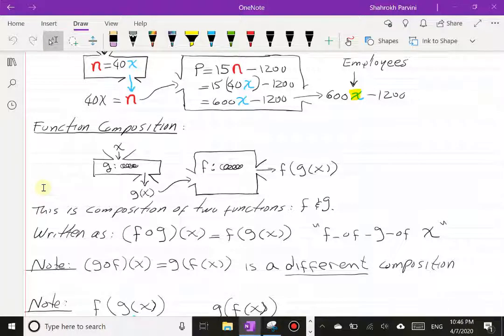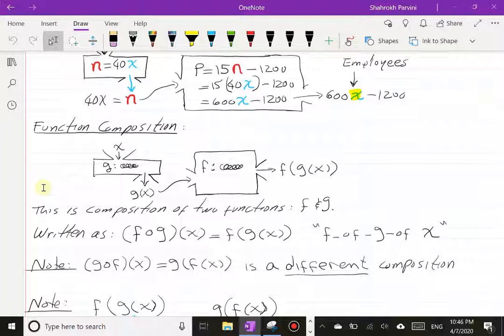We can chain or link several functions together. So I can link f with g, then g with h, h with i, and so on. And in that case, I will have f of g of h of i of j of k of l, and so on. It depends on how many layers of composition are necessary. Okay, so that's what function composition is.